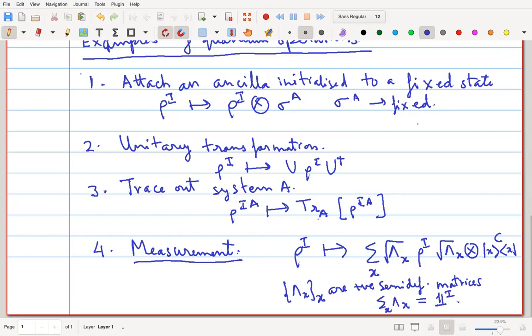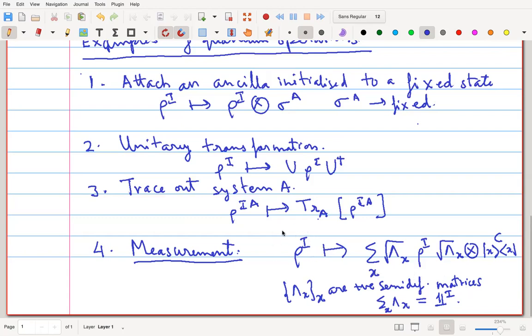Shouldn't you be destroying the I register? Destroying just means you'll be discarding the I register. Okay, so let's define the most general one. So let me explain what this is.